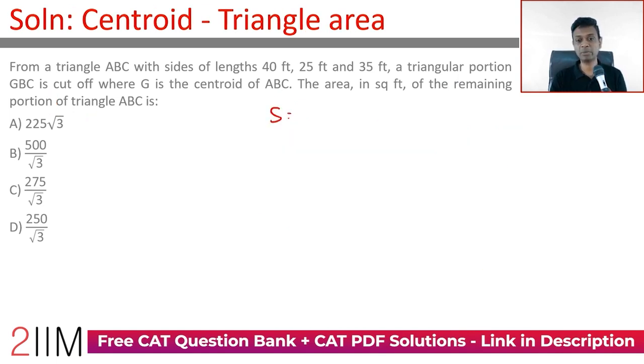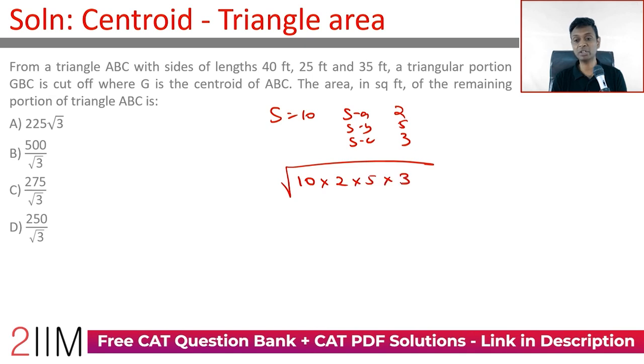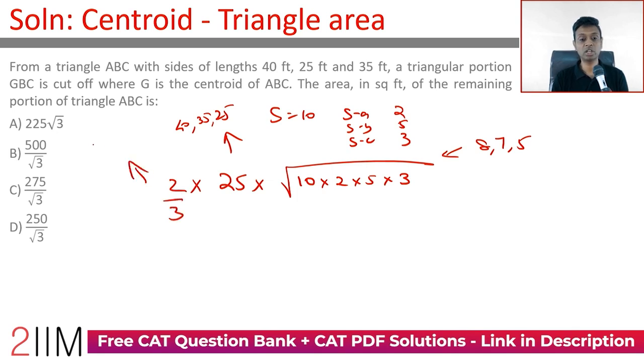I know semi-perimeter is 10. S minus A, S minus B, S minus C are 2, 5, 3. So area is square root of 10 into 2 into 5 into 3. This is area of triangle of sides 8, 7 and 5. This into 25, because now I'm not thinking about 8, 7, 5. I'm thinking about 40, 35, 25. This into 2 by 3, because here we are thinking about remaining portion, not BGC, but the remaining portion.